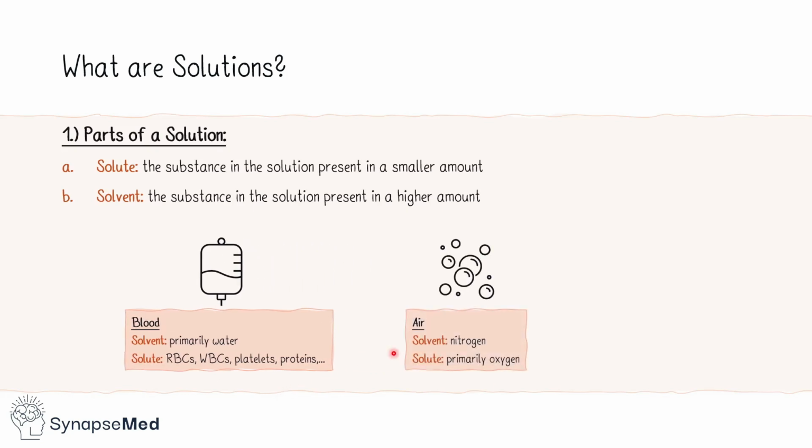Also important for you to remember and to recognize is that solutions do not have to be in liquid form. Solutions can exist in all phases of matter. For example, over here we have the example of air. In air, our solvent is nitrogen. As you know, the most abundant gas in the air that we're breathing is nitrogen. And the second most, let's say, is oxygen. So this would be our primary solute. Of course, there are also other gases within air that are also solutes, but this is just for you to remember that solutions can exist in all phases.